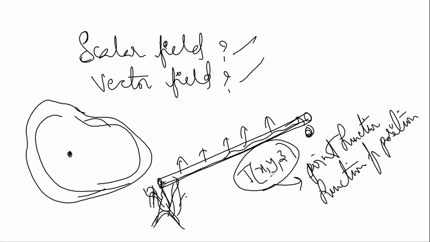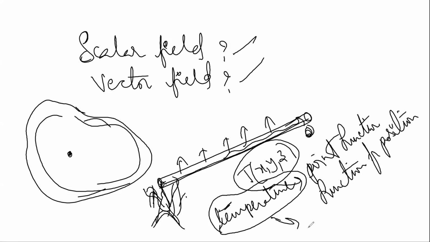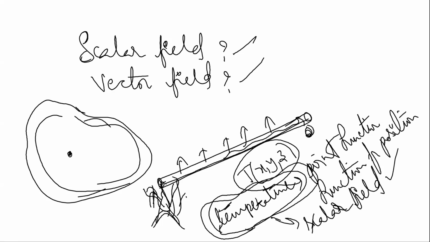This is a small example, and this temperature is always a scalar. Hence, the field associated with this scalar function is said to be a scalar field. I hope you understood now. So the field associated with the scalar function with respect to the region of space in which the point is confined is said to be a scalar field.